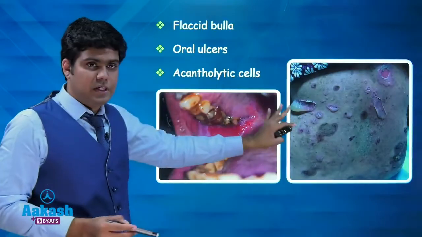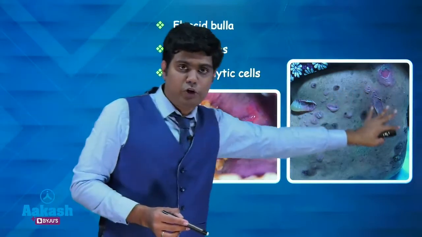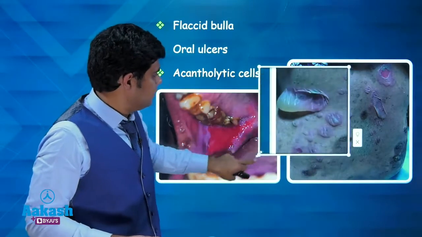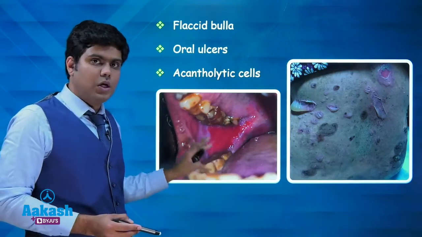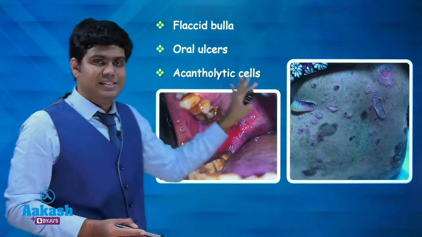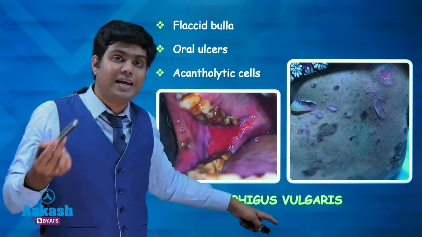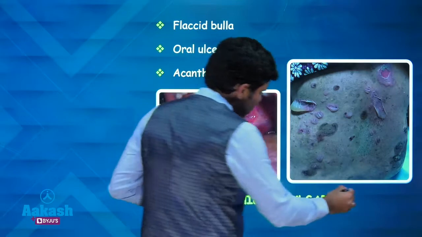So let us see. What is the diagnosis here? You have got clues here. Patient is having flaccid bulla, flaccid fluid filled blisters. Let me show you. It is flaccid, right? Flaccid fluid filled blisters and painful oral ulcers. Acantholytic cells on Tzanck smear. What is your diagnosis? It is pemphigus. Which type? Vulgaris. Why vulgaris? Because oral ulcers are characteristic in vulgaris.